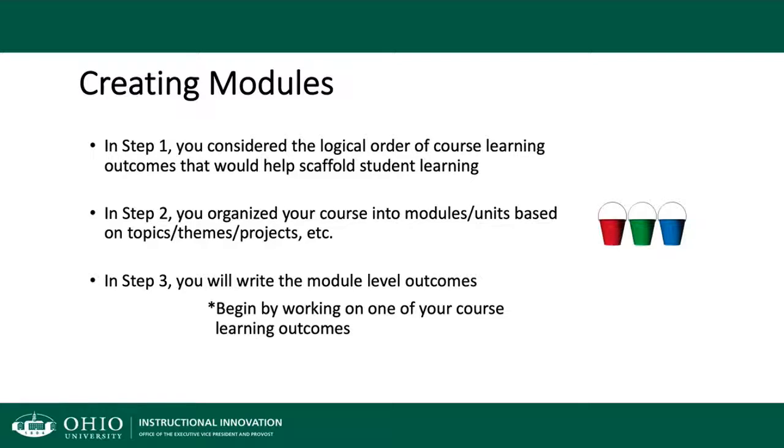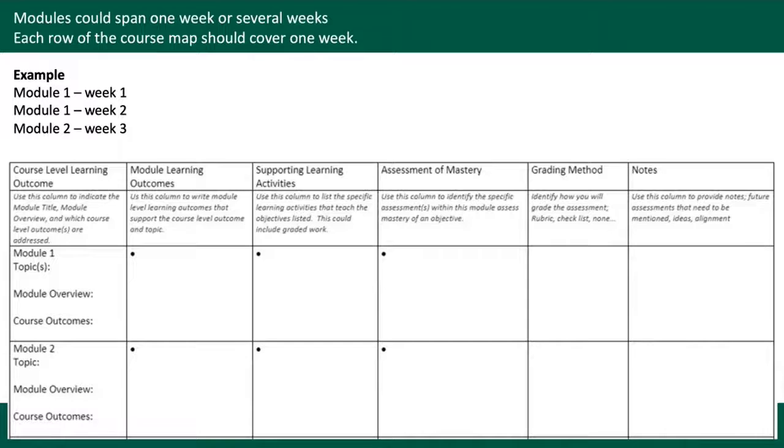And now in step 3, you're going to begin writing module level outcomes, and you can start by working only on one of your course learning outcomes. You'll remember that modules are based on themes or projects, and depending on the complexity, the module might take only 1 week or it might span several. But as you're planning the module, you can use each row in this template to represent 1 week.